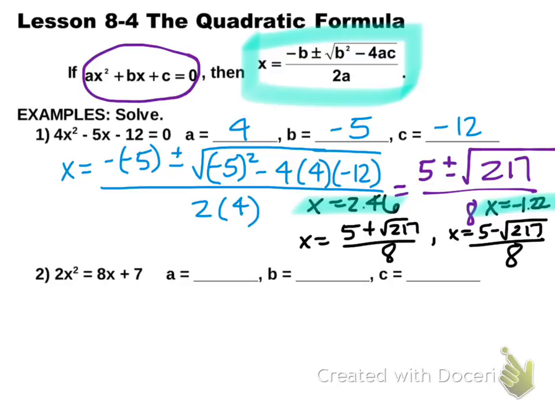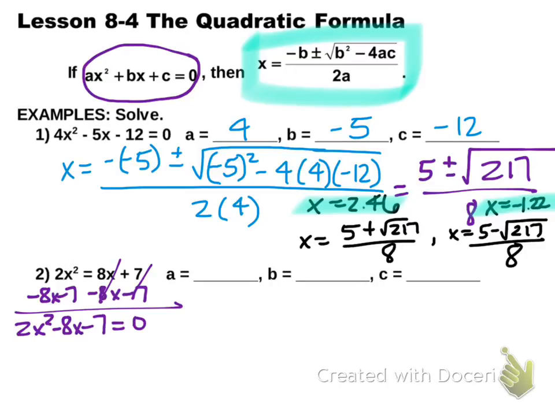So let's look at the second one. You'll notice here that I don't have 0 on one side, so I have to make it there. Now, I know that before I said I like to keep my coefficient in front of x squared positive. I still like to do that. So I'm going to move 8x and 7 to the other side. So I'm going to subtract 8x and subtract 7 from each side. That gets me the 0 on the right. Then I'm left with 2x squared minus 8x minus 7. So therefore I'm left with 2, negative 8, and negative 7.